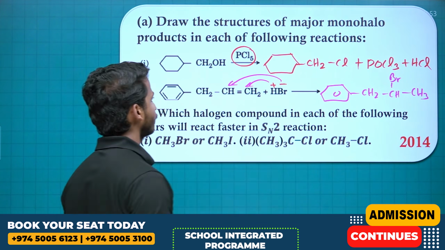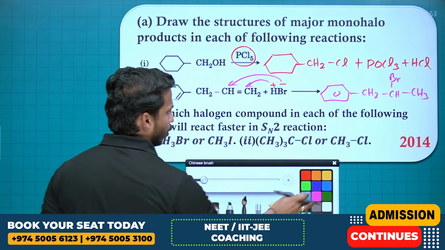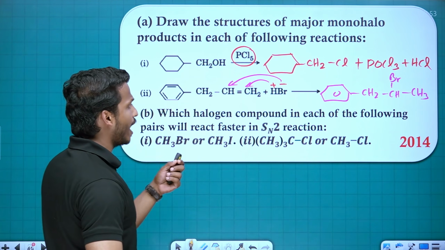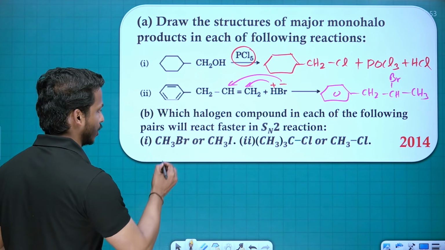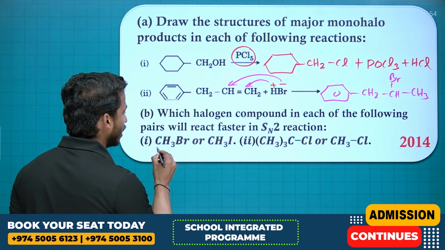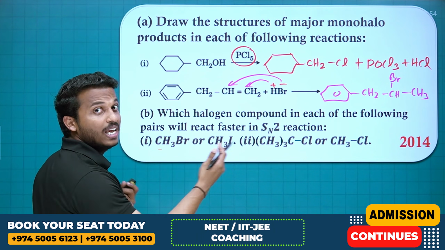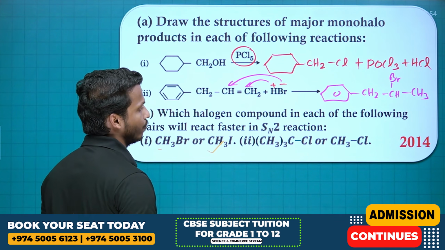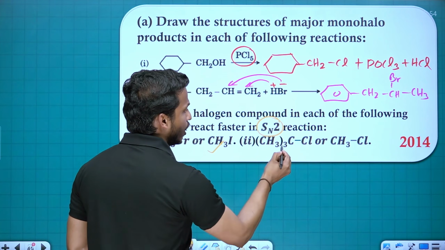We can get it. Which halogen compound in each of the following pairs will react faster in SN2 reaction? See, this is CH3Br, CH3I. Both are methyl, right? So, which is the best leaving group, my dear? Iodine is the best leaving group. So, this will undergo reaction faster. They're asking SN2, right?